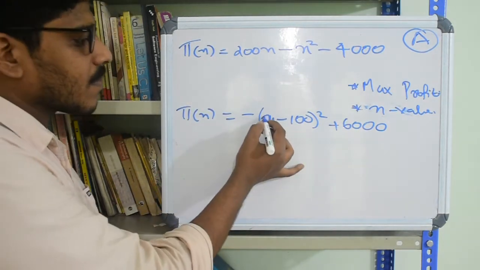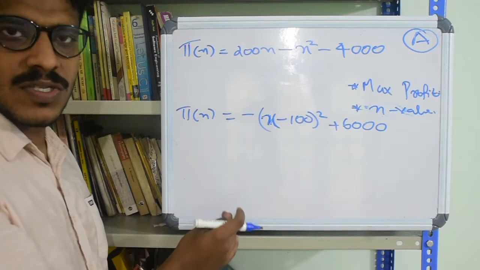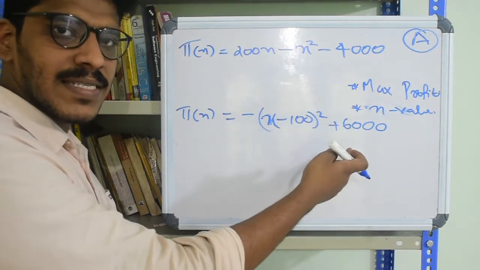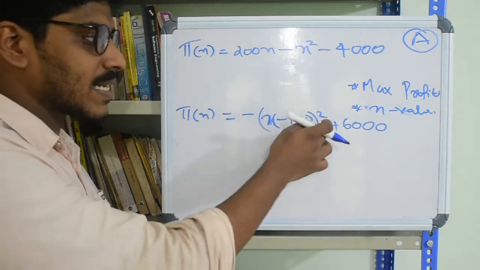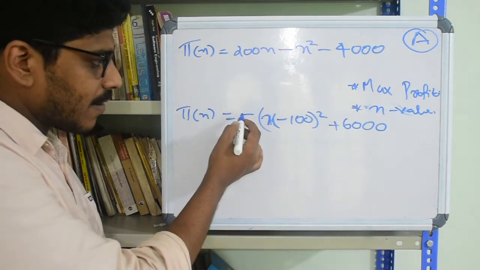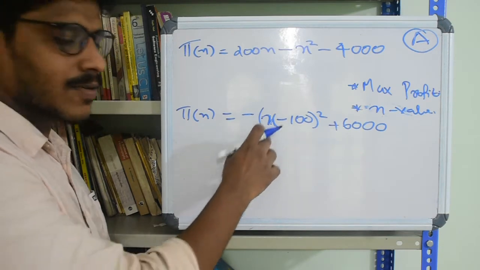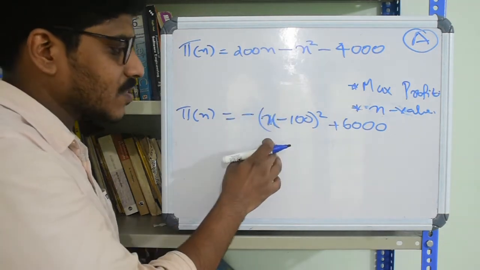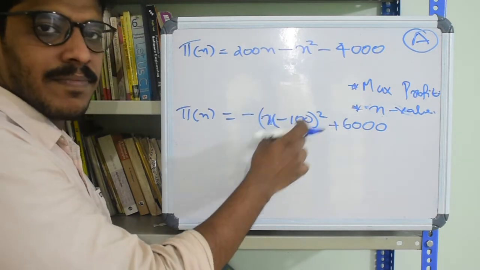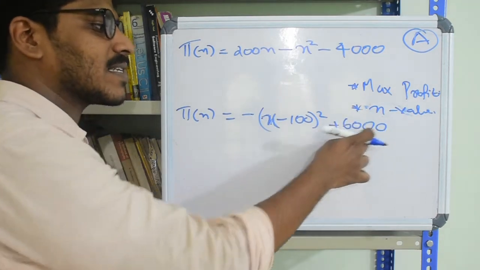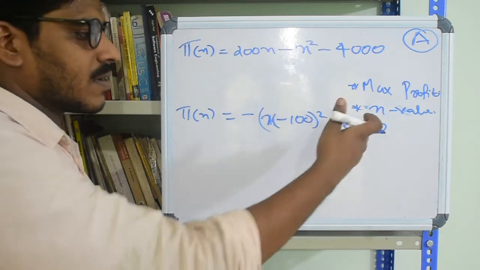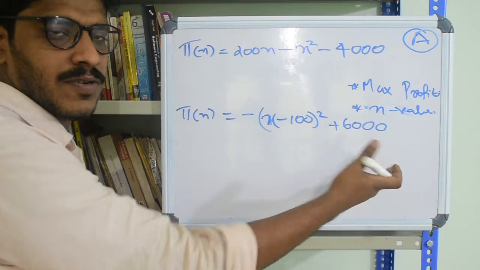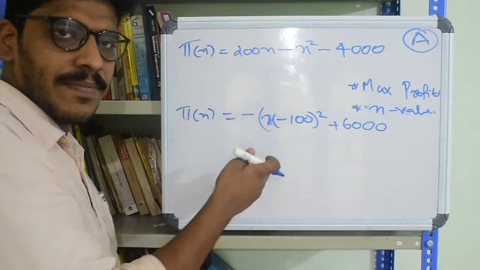What is x minus 100 whole squared? x squared minus 200x plus 10,000. And this negative will impact all of the terms inside. So this will be minus x squared plus 200x minus 10,000, and plus this 6,000 will reduce the minus 10,000, and minus 4,000 will be left over there. So this is actually the same.